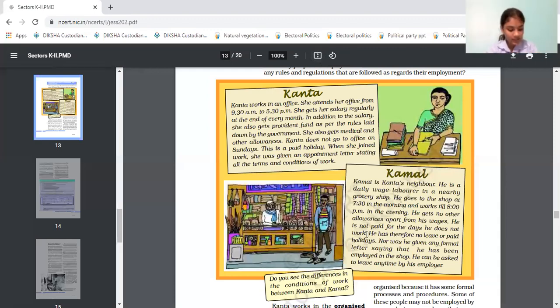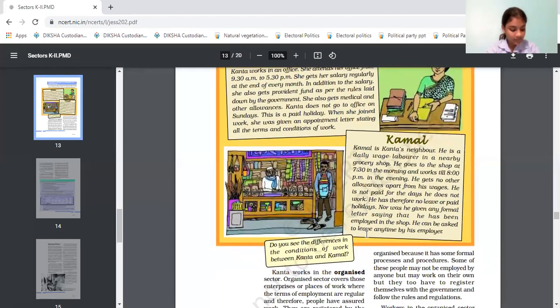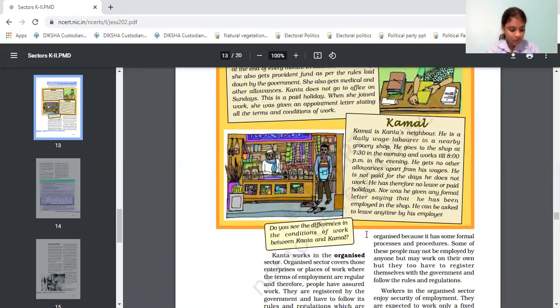Kamal is Kanta's neighbor. He is a daily wage laborer in a nearby grocery shop. He goes to the shop at 7:30 in the morning and works till 8 p.m. in the evening. He gets no other allowances apart from his wages. He is not paid for the days he does not work. He has therefore no leave or paid holidays, nor was he given any formal letter saying that he has been employed in the shop. He can be asked to leave any time by his employer.